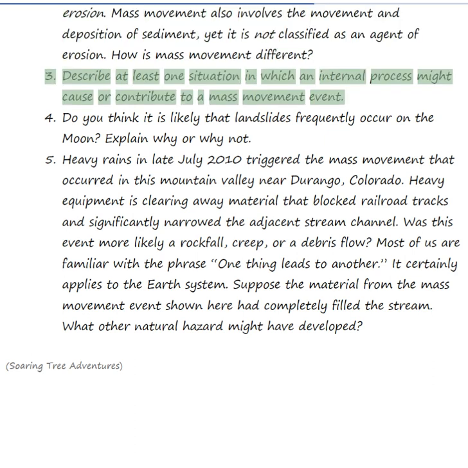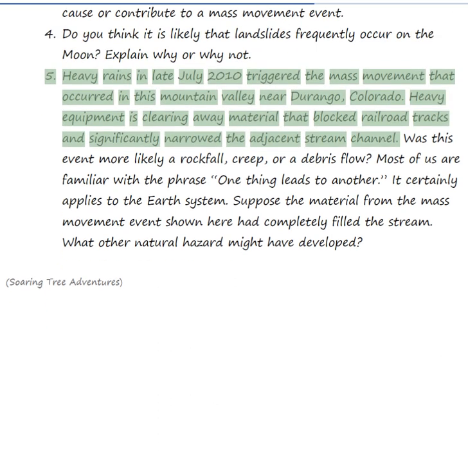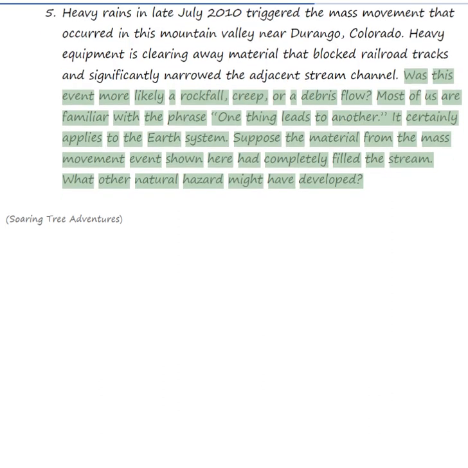3. Describe at least one situation in which an internal process might cause or contribute to a mass movement event. 4. Do you think it is likely that landslides frequently occur on the moon? Explain why or why not. 5. Heavy rains in late July 2010 triggered the mass movement that occurred in this mountain valley near Durango, Colorado. Heavy equipment is clearing away material that blocked railroad tracks and significantly narrowed the adjacent stream channel. Was this event more likely a rockfall, creep, or a debris flow?